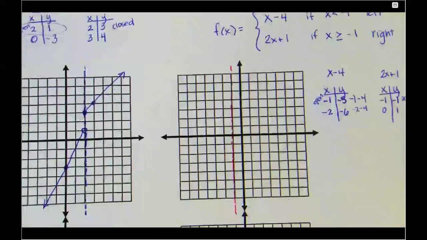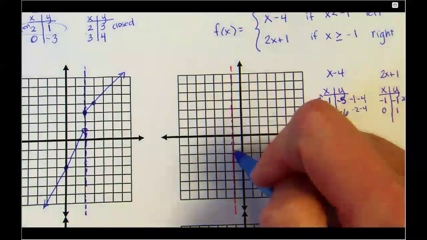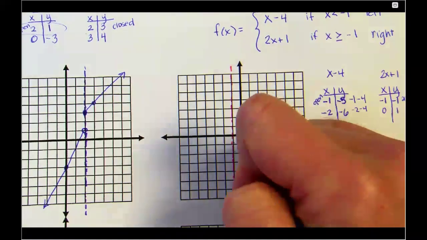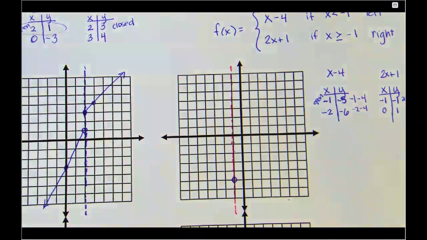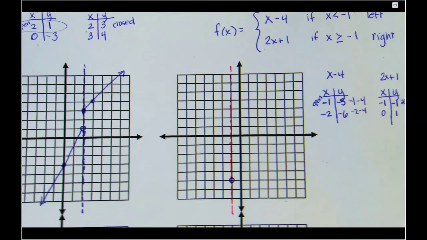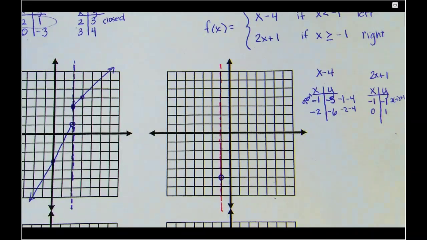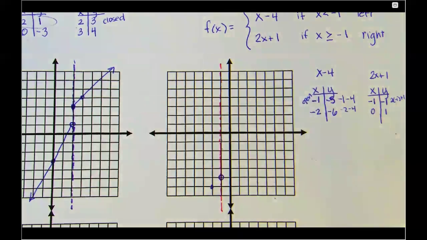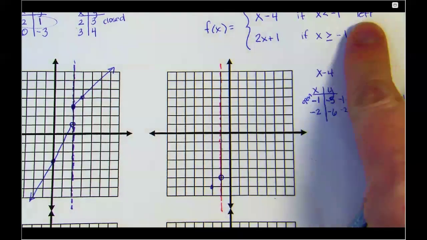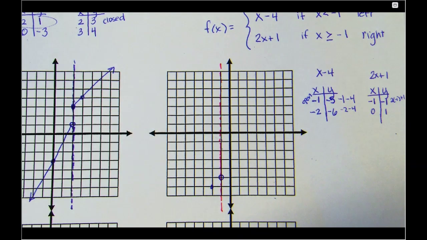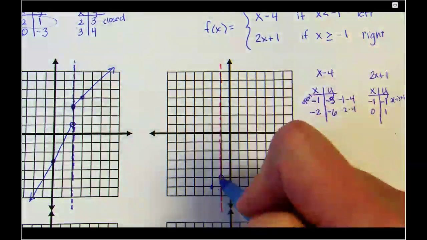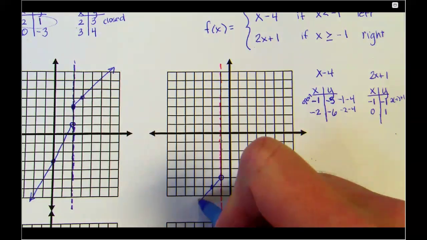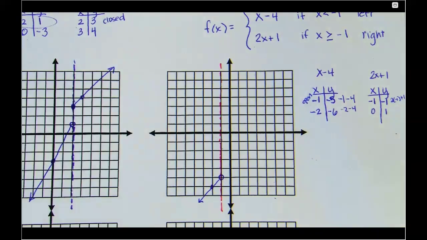Negative 1, negative 5. Open circle. Negative 2, negative 6 is next door, is a closed circle. Remember, this guy goes to the left. Don't cross the line. It's just weird because we are not drawing all of the line. Just don't cross the line. That's why I draw the dotted line there.